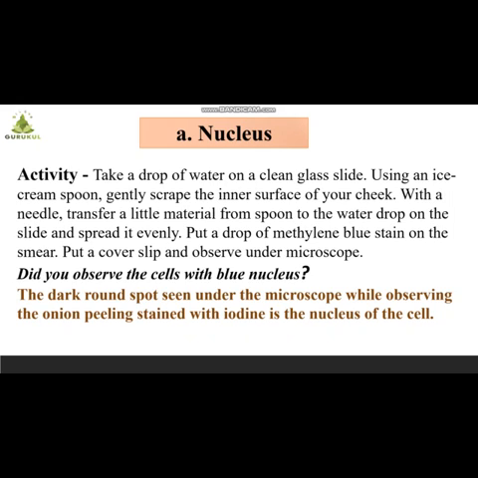Students, the dark round spot which is seen under the microscope while observing the onion peeling stained with iodine is the nucleus of the cell. Remember, while studying the cytoplasm, in that onion peeling structure we have seen, can you see the nucleus? We have already discussed the nucleus, which is stained with iodine solution.